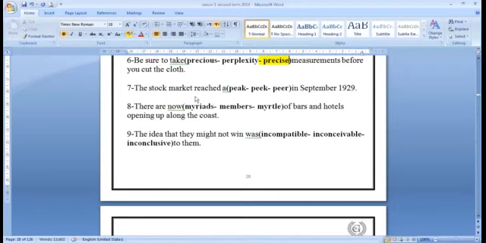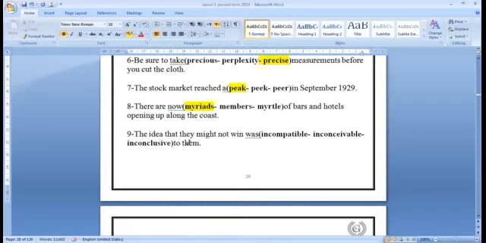Number seven: the stock market reached a peak in September 1929. The stock market reached a peak, of course, which means its top, in September 1929. Number eight: there are now myriads of bars and hotels, numerous or endless or many or a lot of, opening up along the coast. The word "myriads" means a lot of bars and hotels.